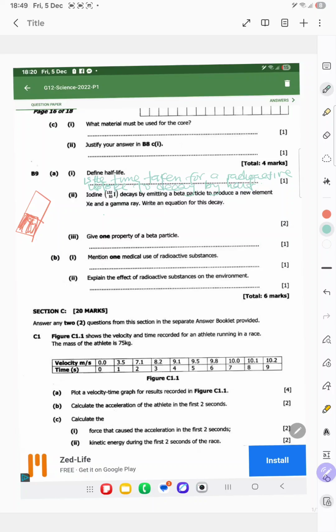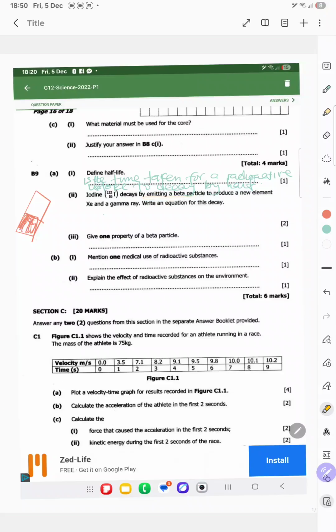We go to question number 9A2, which says iodine. So we have our iodine, which is having a mass number of 132 and 53, decays by emitting a beta particle to produce a new element Xe and a gamma ray. The question is, write an equation for this decay. So how can we write an equation for this type of decay? Basically we have three types of decays: alpha decay, beta decay, and gamma decay. In this case, the type of decay that we have in our question is a beta decay because of the beta particle which is being emitted.